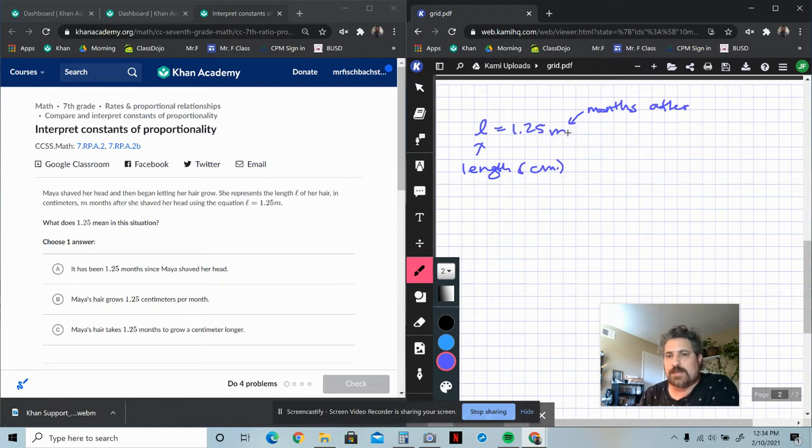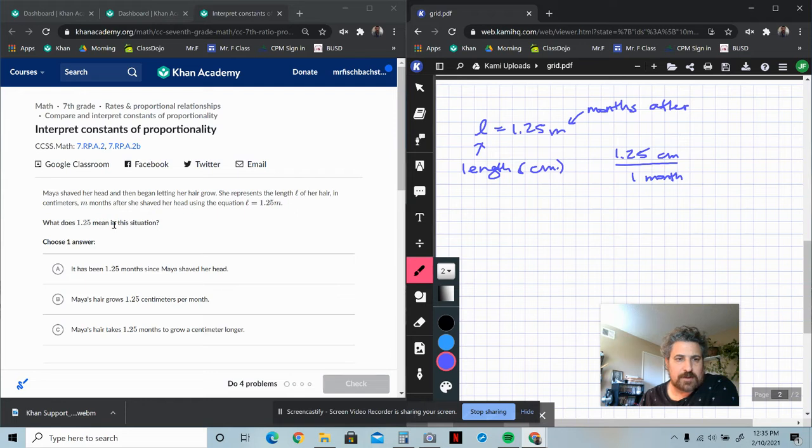So basically, the 1.25 is the unit rate, right? And it means that every time you increase the months by 1, you're increasing the length by 1.25. So it means that it's 1.25 centimeters for every 1 month after she cut her hair. So if the months were 1, the length would be 1.25. If the months were 2, the length would be 2.5, and so on and so forth. So it's 1.25 centimeters per month.